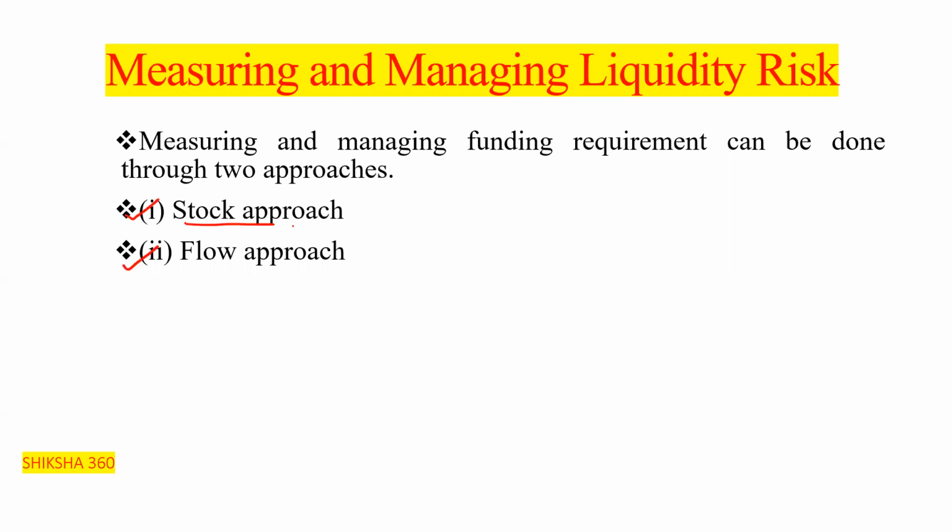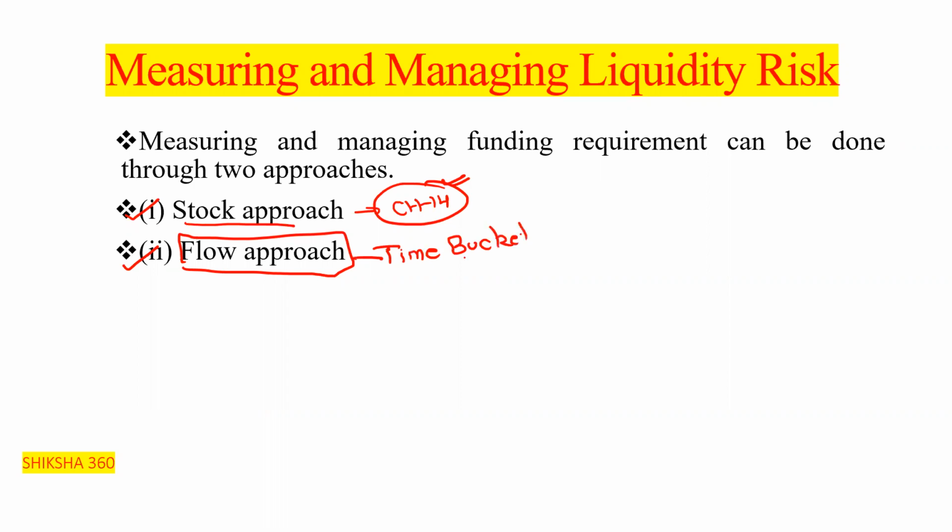Under the stock approach, we will discuss some different ratios, which we have already covered under chapter number 14, but we will discuss them once again here for revision purposes. Second one is the flow approach, under which we will discuss the time bucket and maturity ladder concept. So let's start with the flow approach today.